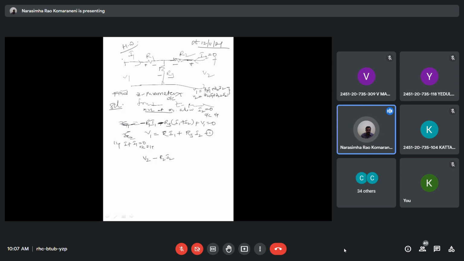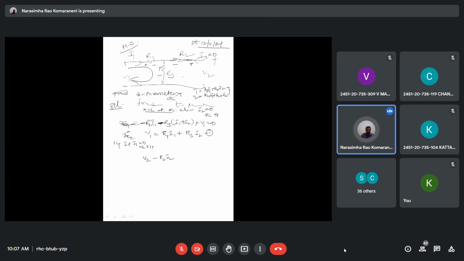For that, apply KVL at the input side loop. If you write the KVL equation, that is minus R1 I1 minus R3 of I1 plus I2 plus V1 equal to 0. If you rearrange this equation, you will get V1 equal to R1 I1 plus R3 I2.